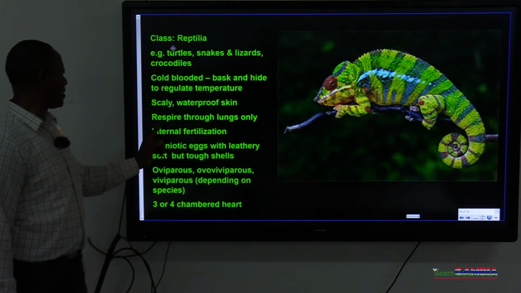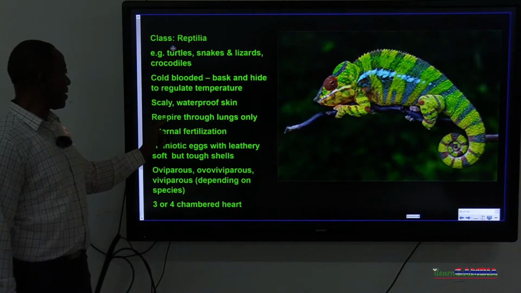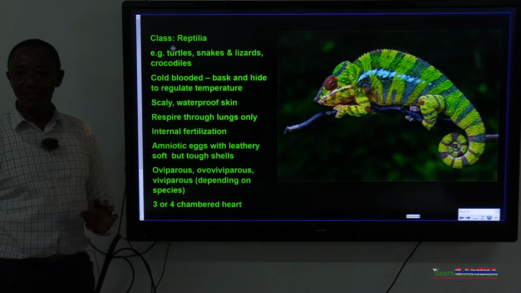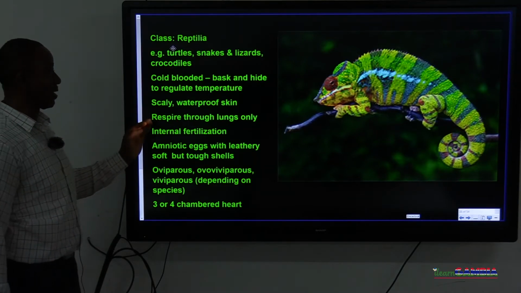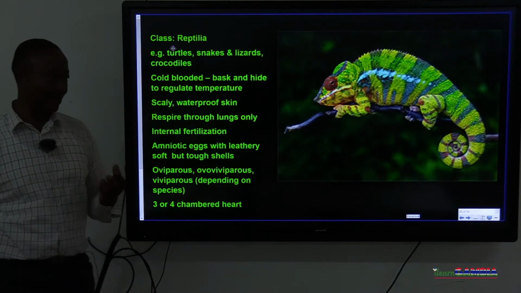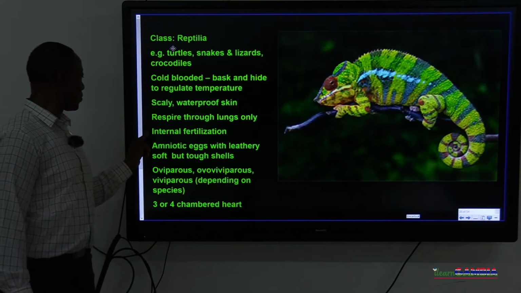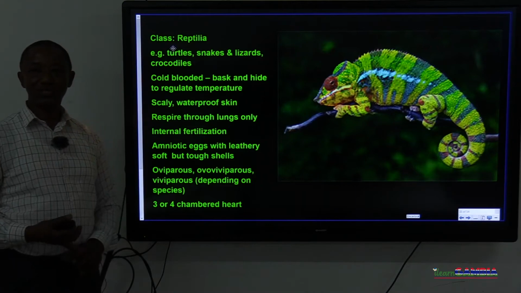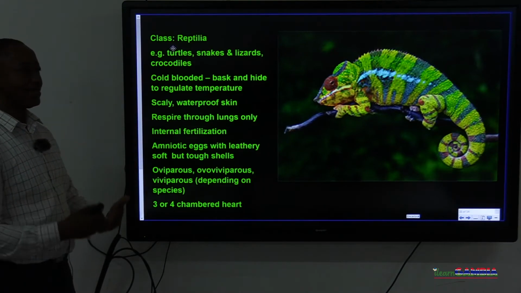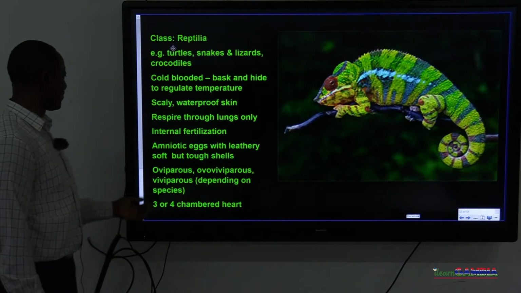Now we begin to see them breathing through the lungs only. They don't use any other means except the lungs. So that means air must go through the nostrils or the mouth and then enter into the lungs, and they breathe with that. We also meet internal fertilization, which simply means the eggs are fertilized inside the body.